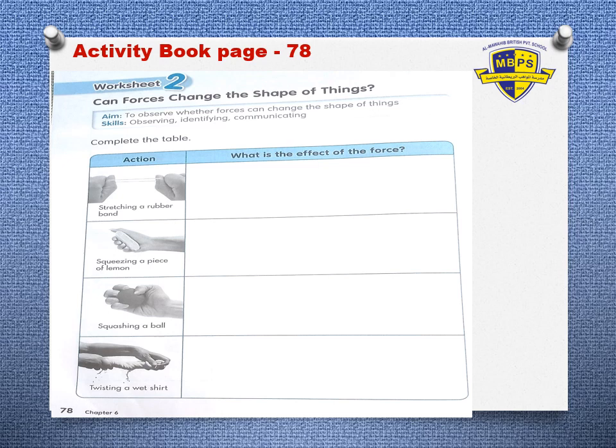And when you squash a ball, what happened in the third picture? And in the last picture, twisting a wet shirt. There is a wet shirt. When we twist it, what happened to that? What is the effect of the force? You have to find out. I know most of you know the answer, right? So on the next slide I will show you the answer, but I want you to try this.